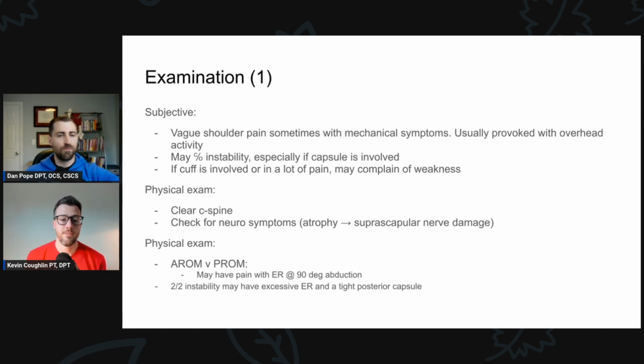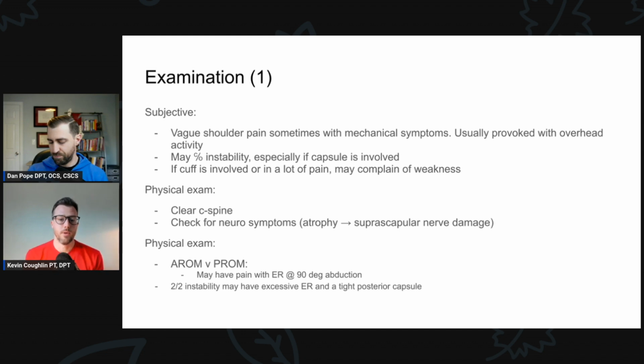They may also complain of instability. I would think if they had a type 2 or type 4 SLAP lesion where that biceps tendon is no longer anchored, they might have some instability there. Or sometimes if another part of the capsule is involved, perhaps they have a Bankart tear or something like that. So you want to be on the lookout for instability. And if the cuff is involved, like we've talked about in a previous podcast, they may just come in with shoulder pain or weakness. And just with that alone, we can't rule out a potential SLAP tear.